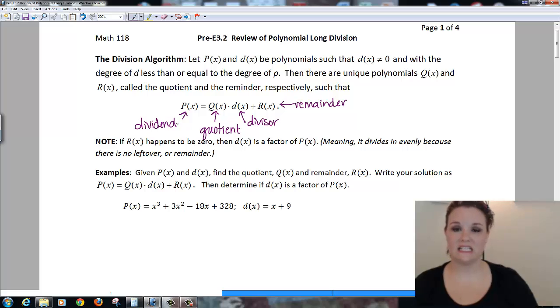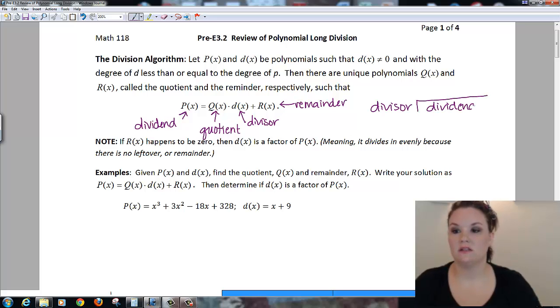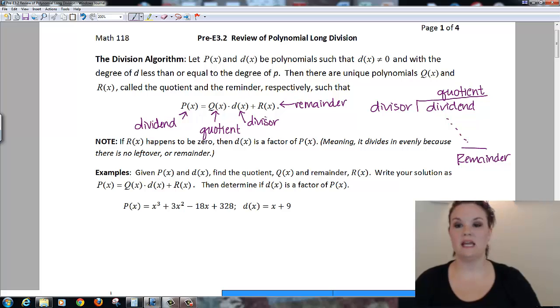Okay, our dividend is the number or the polynomial that's underneath the long division house, so to speak. Okay, so we have our divisor that we're dividing into our dividend. Okay, we get our answer up here, which is our quotient, and once we work it out, whatever's left over is our remainder. So when we write this out, our original polynomial, which is our dividend, is the same thing as our quotient times our divisor, right? Whatever's on top times whatever's out front, plus whatever's left over, which is our remainder.